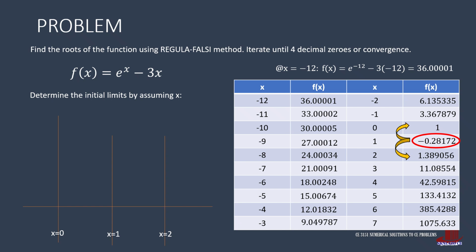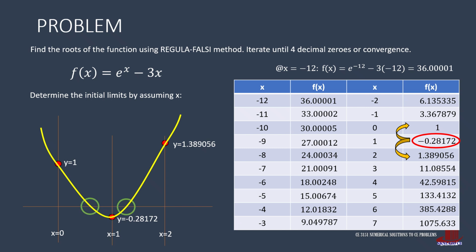So if we graph the values, at x of 0, f of x is 1. Then, with x of 1, f of x is -0.28172. And again, if x is 2, f of x turns to 1.389056. The graph shows that the curve passes through the x-axis on each interval. For now, we know that both roots are positive.